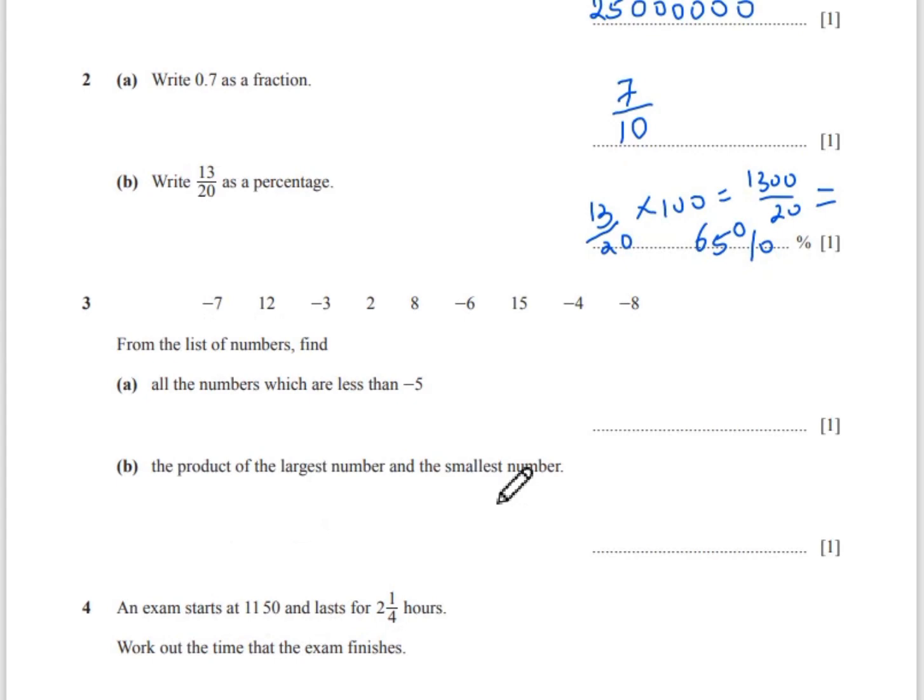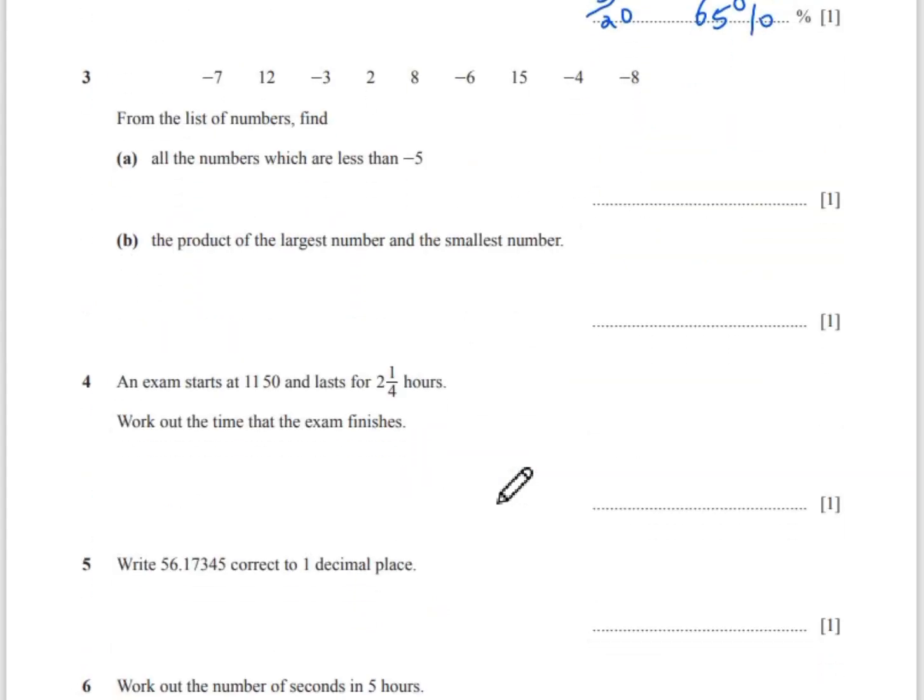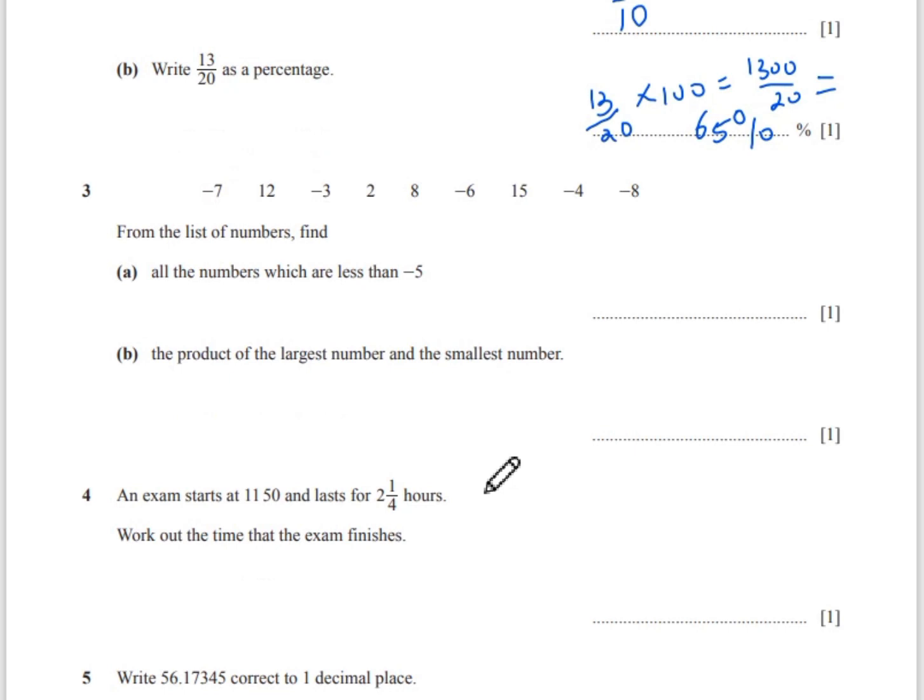Now question number 3, it says from the list of numbers find all the numbers which are less than -5. Now from this list, the numbers that are less than -5 are: you have -6, -6 is less than -5, you have -7, and we have -8. So -6, -7, and -8 are the numbers less than -5.